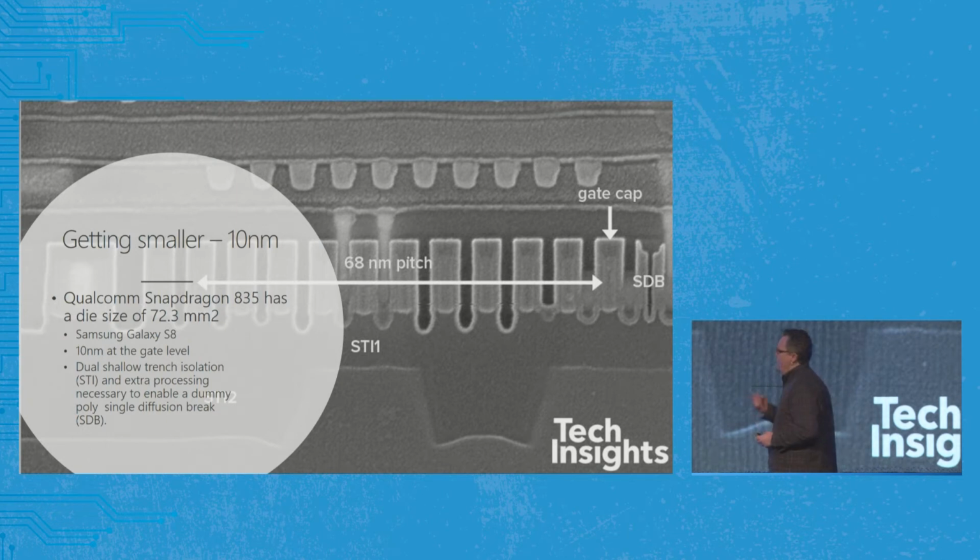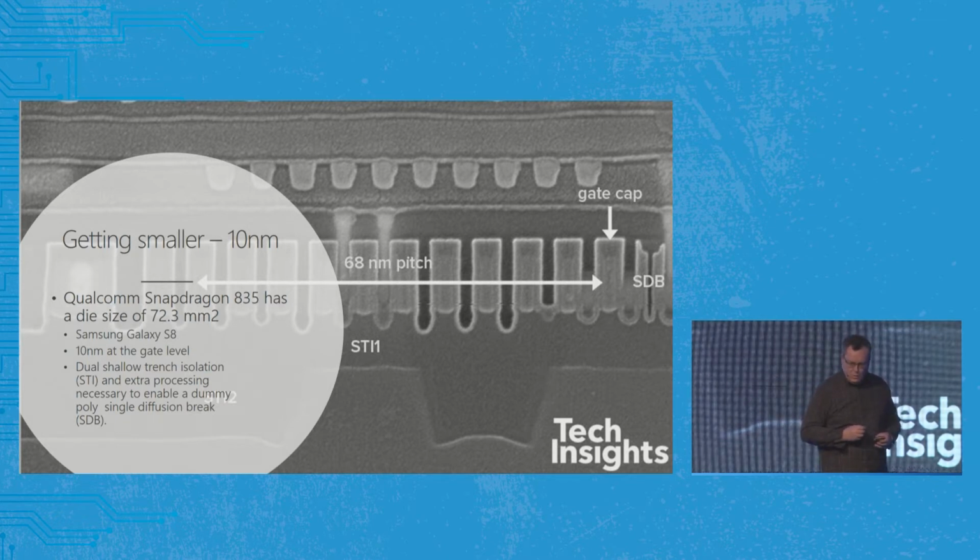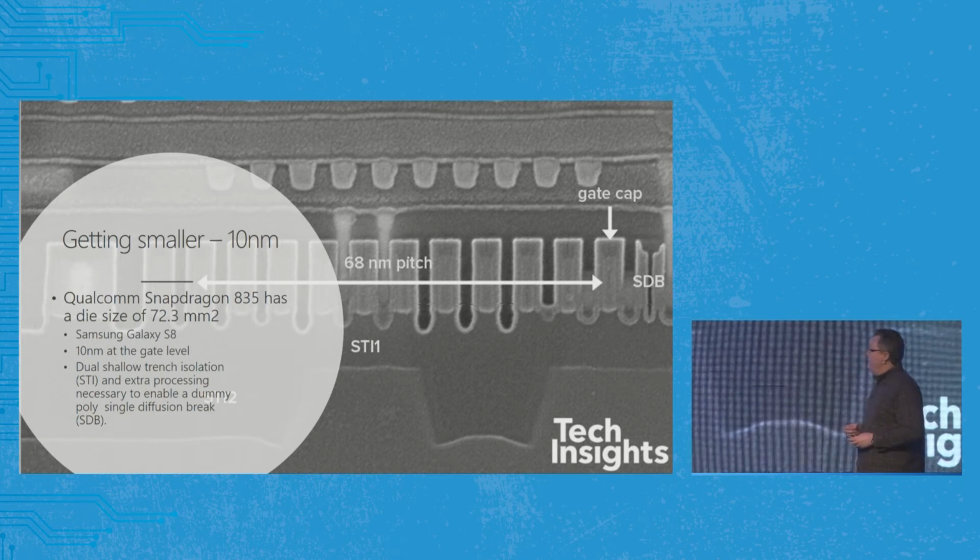Things are getting smaller, though. Here we were with the 8008 chip in 1971, and here we are with the current generation chips. For example, this is the Snapdragon 835, used in the Samsung Galaxy S8. It is 10 nanometers. So in 46 years, we have shrunk by 1,000-fold.